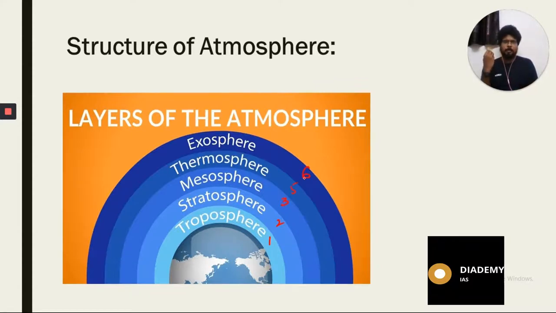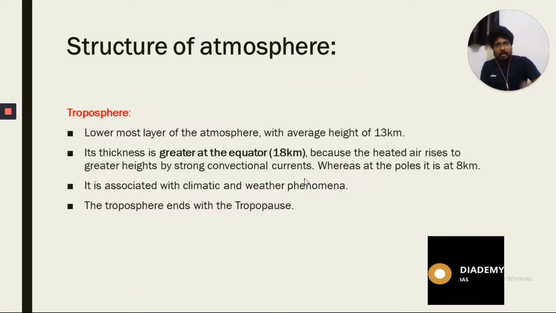First is the troposphere. What does troposphere mean? The troposphere is nothing but the layer where the clouds are formed. The troposphere is the layer where we survive. So all the gases are present in the troposphere. The temperature is also lower in the troposphere compared to the other layers. That is the reason we are able to survive. The lowermost layer of the atmosphere is called the troposphere, and the average height is 13 kilometers.